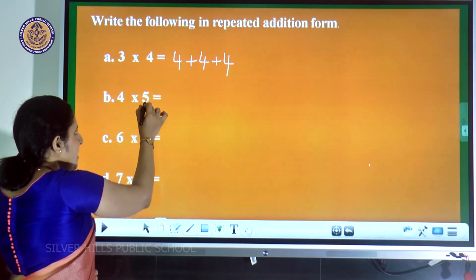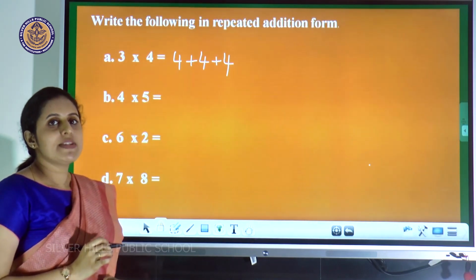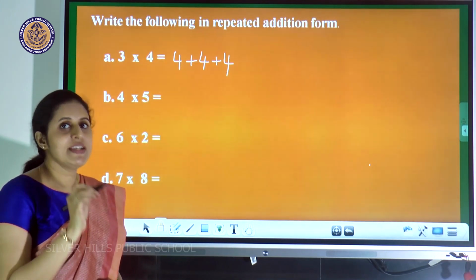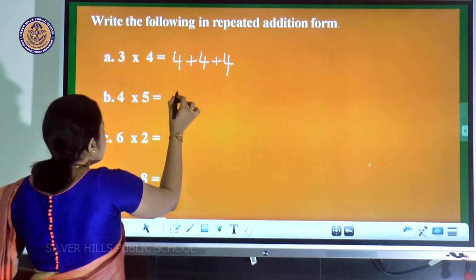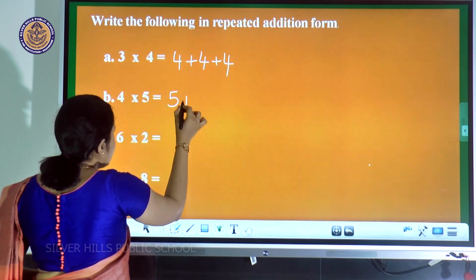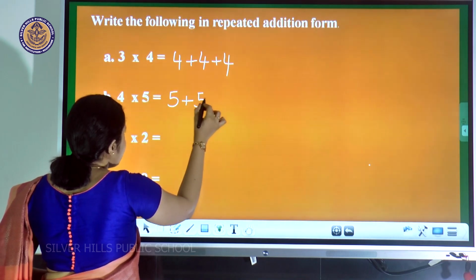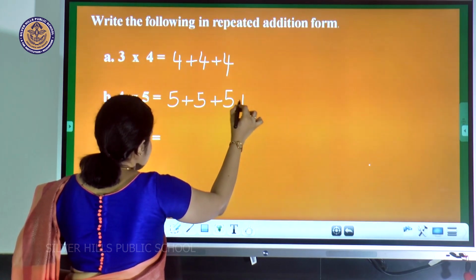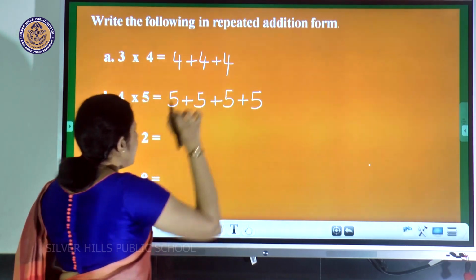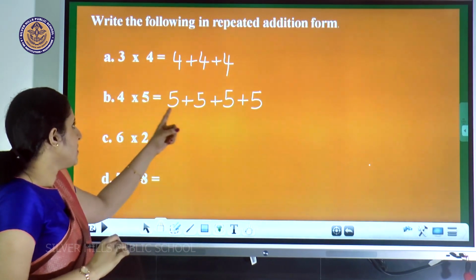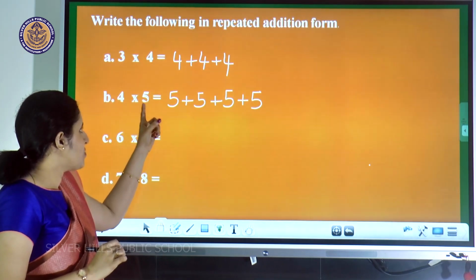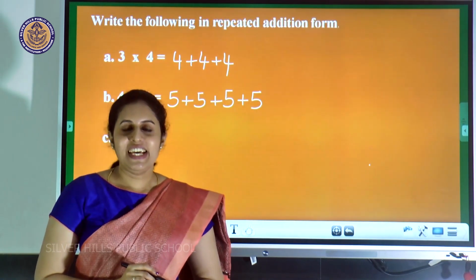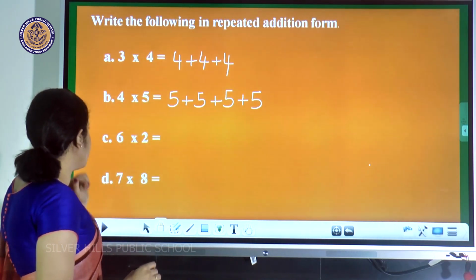4 times 5. 4 times 5 means you add 5 how many times? 4 times. Yes. So, 5 plus 5 plus 5 plus 5. How many times did we add 5? 4 times. So, that is 4 times 5 and this is how you write it in the repeated addition form. Yes. Now, the third question.